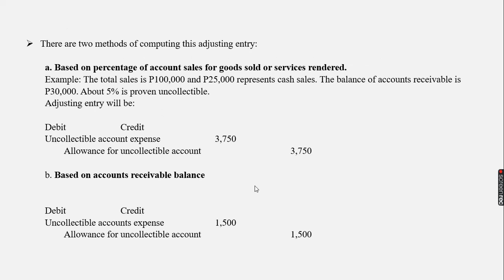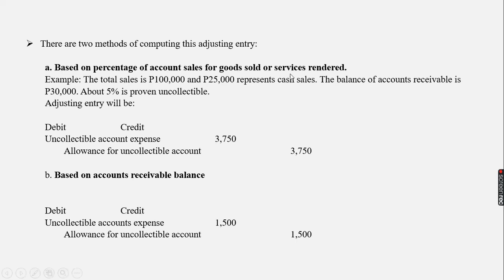Ayan, there are two methods of computing this adjusting entry. Okay? Letter A, ano yung letter A? Ayan, based on percentage of account sales for goods sold or services rendered. So, for example, the total sales is 100,000 and 25,000 represents cash sales. Ayan. The balance of accounts receivable is 30,000. So, about 5% is proven uncollectible. So, based on the percentage of account sales.